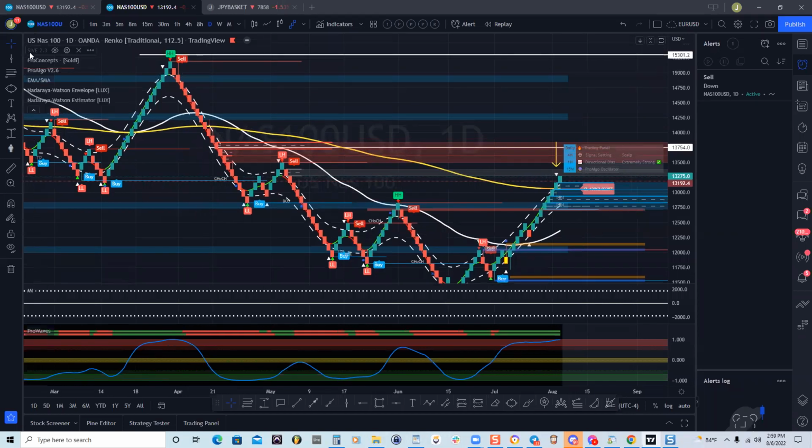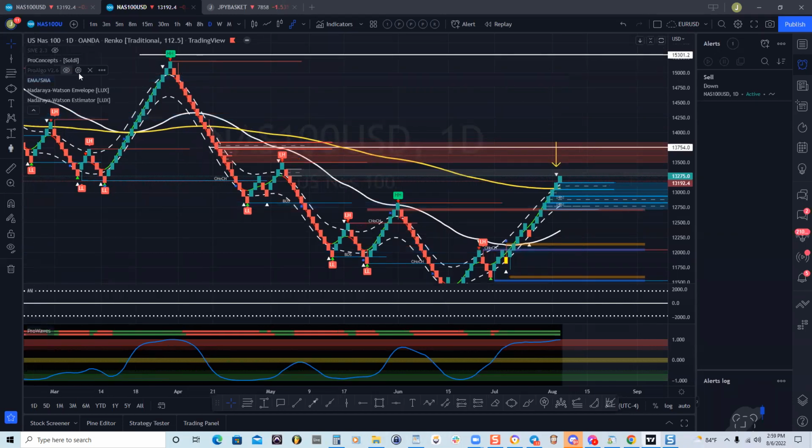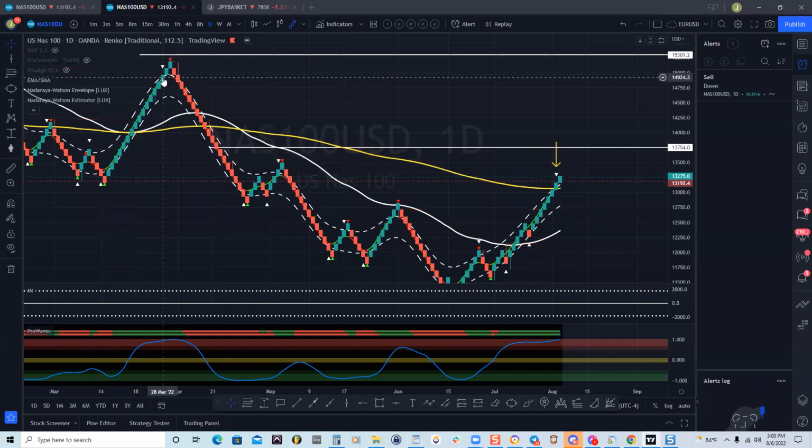Let's just say we don't have this for a second. We got this here, right? We need a higher one. Well, not even that. What do you need? It needs to close outside, right? It's getting outside. It's getting ready to turn.